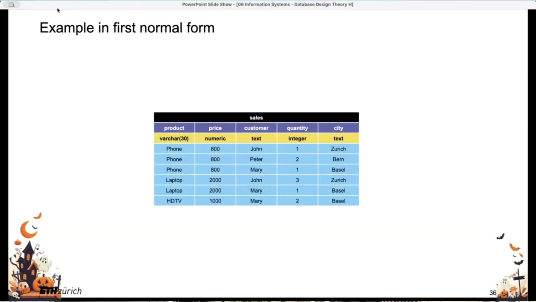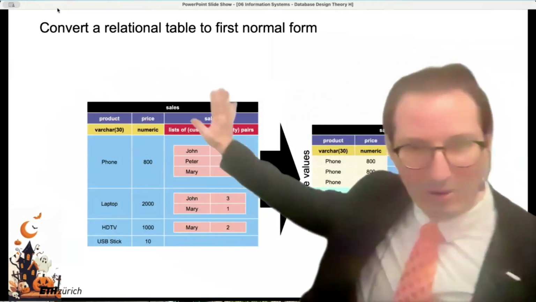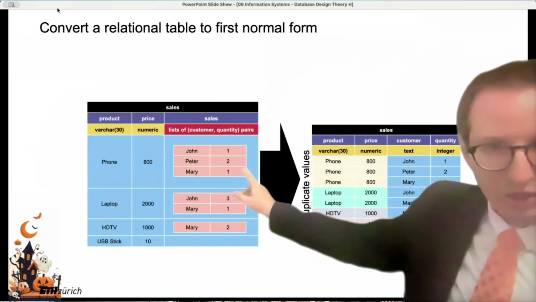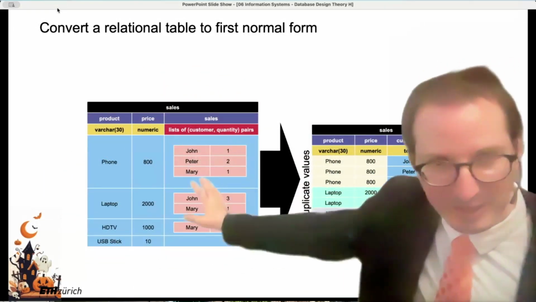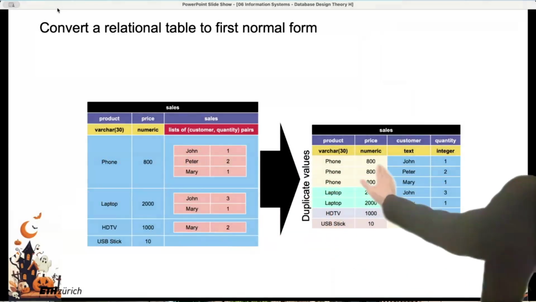Okay. So now, when we specify a normal form, and that's true for all of them, the second, the third, the fourth, the fifth, the sixth, Boyce-Codd, it also comes with some algorithm that allows you to turn tables into the normal form. And that's typically what happens when something has tables in tables in tables in tables. You can actually apply an algorithm that turns it into something that is in the first normal form. For example, I can take this, which here has lists of customer-quantity pairs in that column, and I can turn this into this table that has the first normal form.